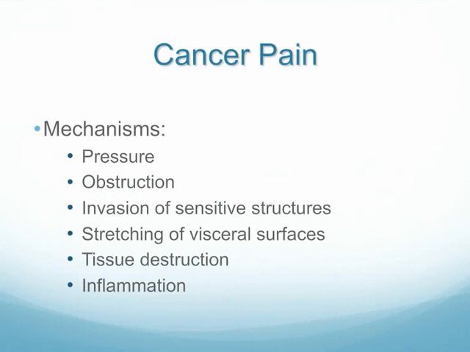Some of the mechanisms that contribute to the person developing cancer pain include pressure, obstruction, invasion of the sensitive structures inside the body that contain nerve endings, stretching of our visceral surfaces, so we're starting to stretch the organ on the inside there, and that's causing pain. Tissue destruction, inflammation, so all of those components are potentially causing things to happen inside the body that are going to cause a person to have pain.